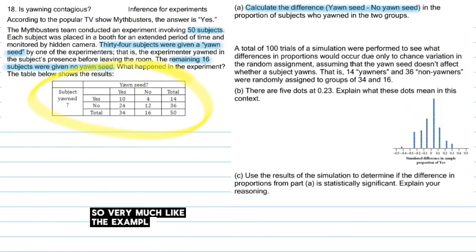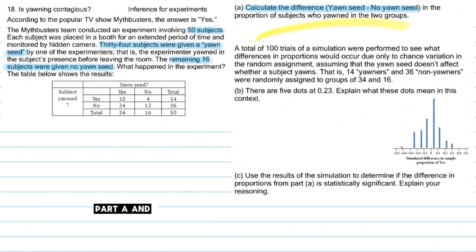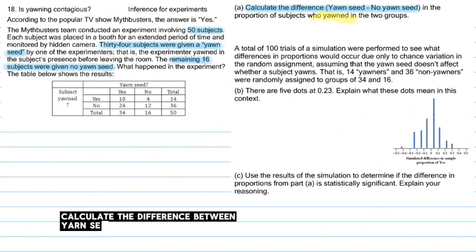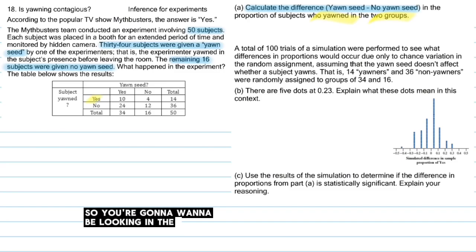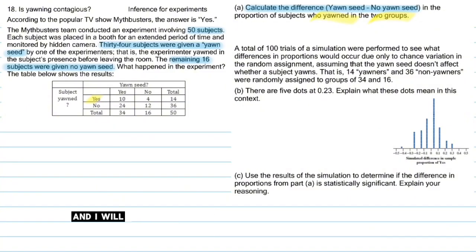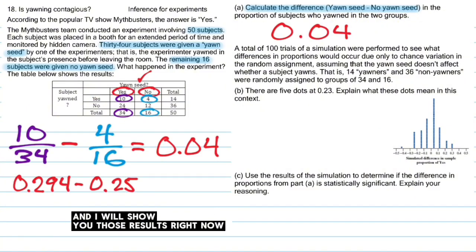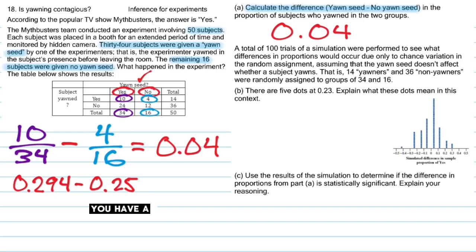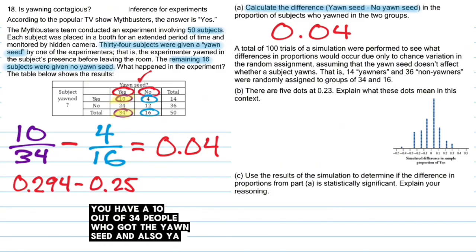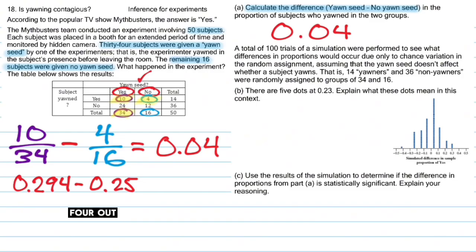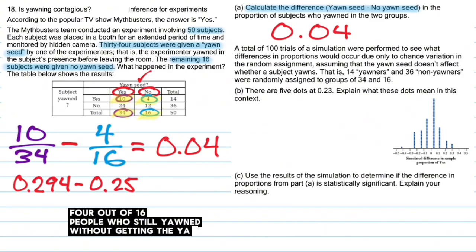So very much like the example that was on the previous page. Part A, and this is where you should pause the video and give it a shot. Calculate the difference between yawn seed giving a yawn or no yawn seed giving a yawn. So you're going to want to be looking in the yes column right there, and I will show you those results right now. So you have 10 out of 34 people who got the yawn seed and also yawned, and then 4 out of 16 people who still yawned without getting the yawn seed.